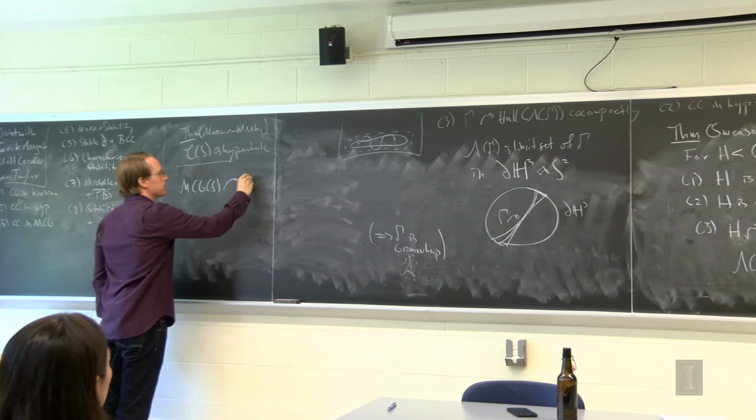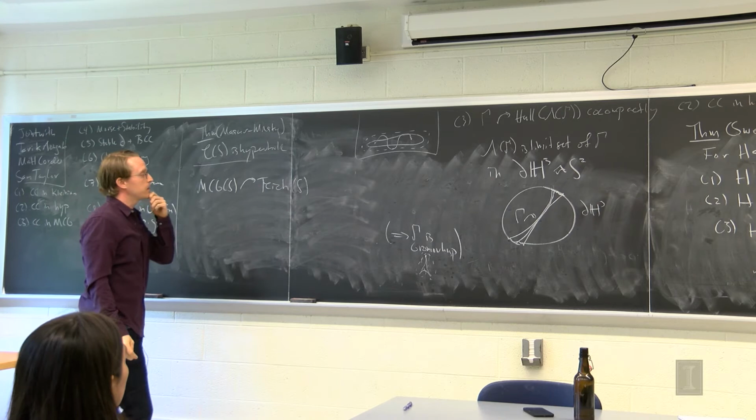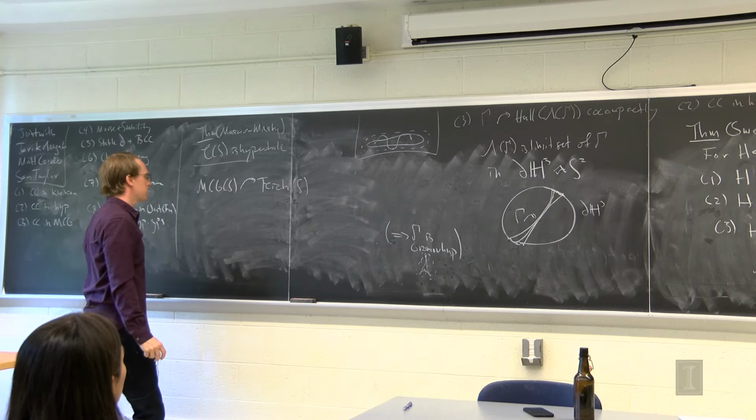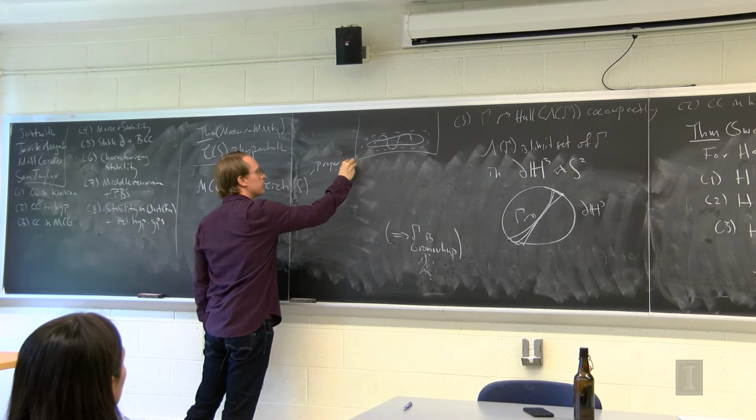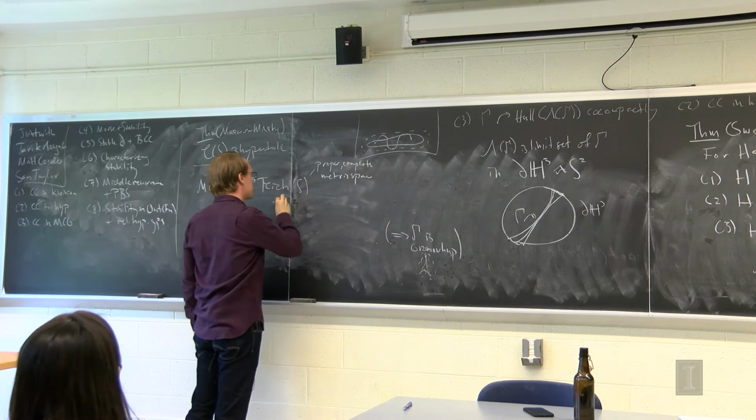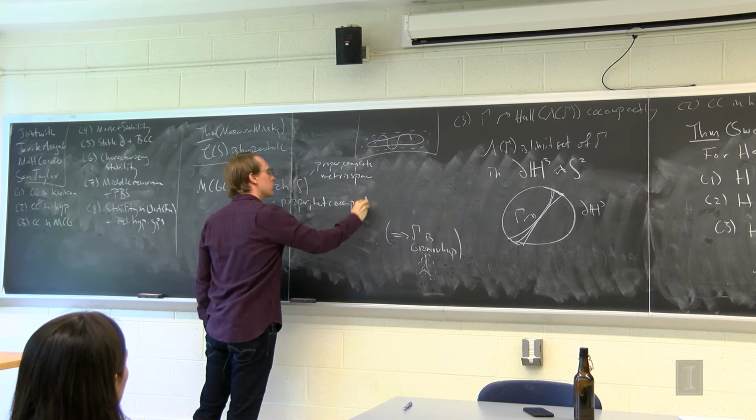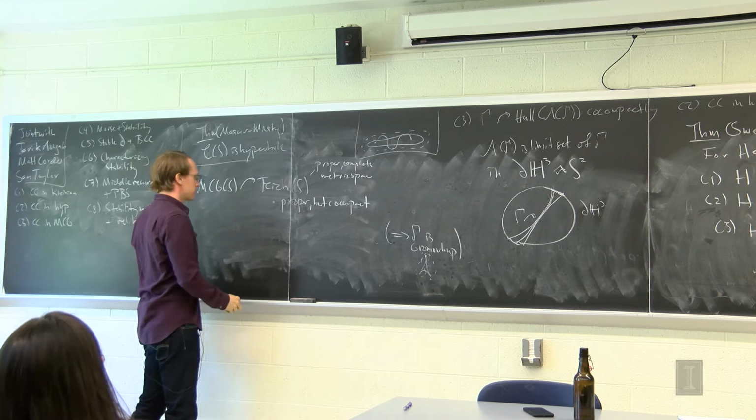So the mapping class group acts on the Teichmuller space. Here I'm thinking about it with the Teichmuller metric, though that doesn't matter for what I want to say. Teichmuller space is a proper complete metric space, and the action here is proper, but it's not co-compact. So Teichmuller space is not a perfect geometric model for the mapping class group, though it's very nice.